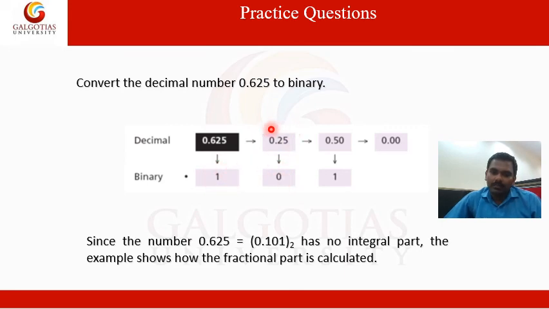Again we multiply by 2, we have fraction part 0.5 and the integral part is 0, and again we multiply by 2, the fraction part will be 0 and the integral part will be 1. So the binary equivalent becomes 0.101. This is the process we follow to get the fractional part into binary numbers.